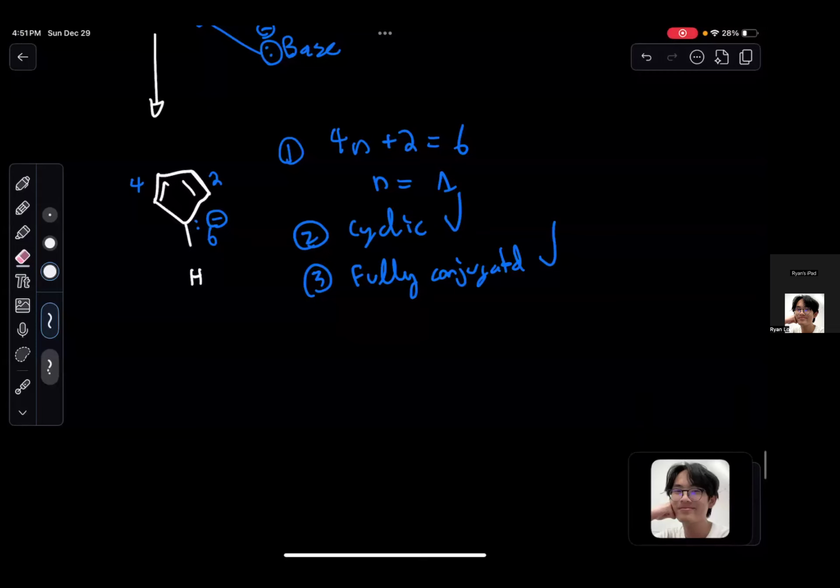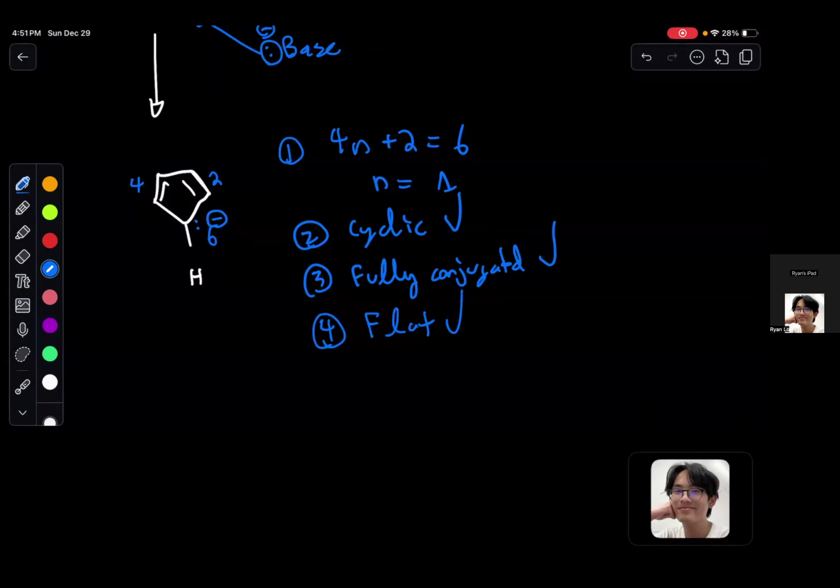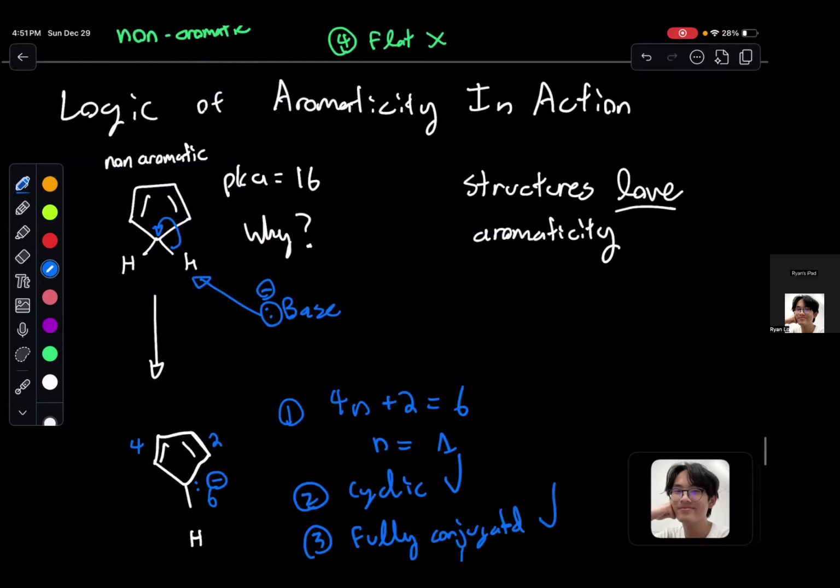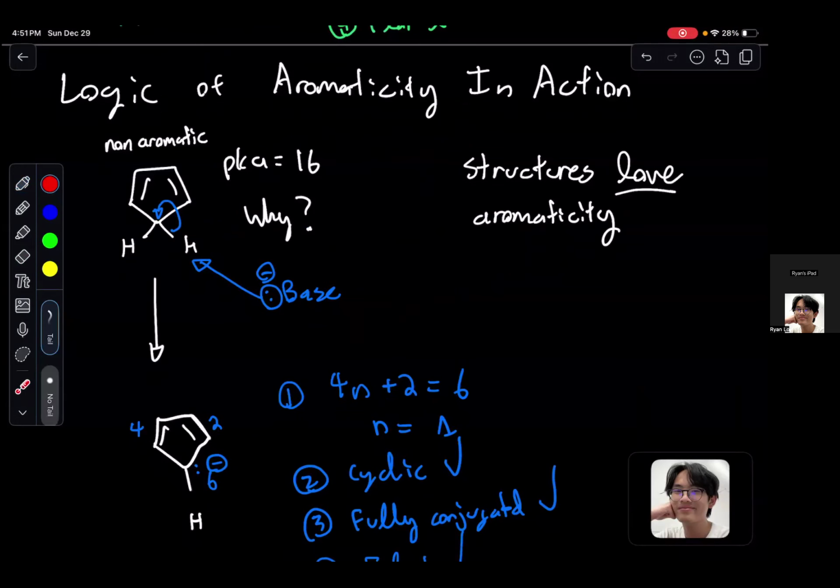Anyways, yes, this is relatively flat. It's not sp3 hybridized, so yes, this is flat. So no wonder this structure, whose name I forgot, is a good acid: it has a chance to give away an H to become aromatic and fulfill its dream. Essentially, all the structure has to do is be a good acid, and it will become aromatic. It'll become more stable.